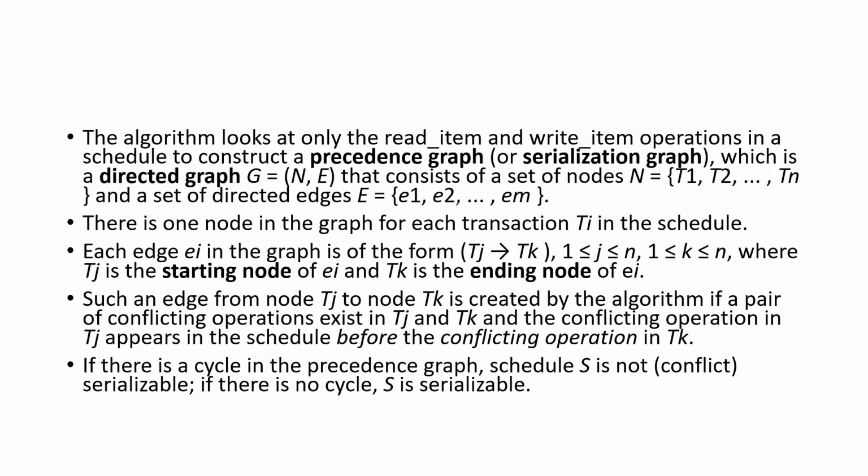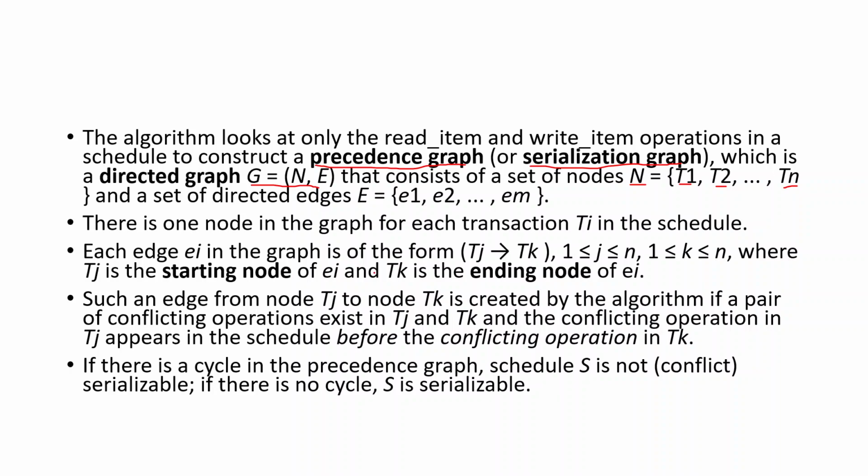what is done is first we have to build what is known as a precedence graph or a serialization graph. So it's a graph, and a graph is always represented like this, right? G = (N, E), where N is the set of nodes and E is the set of edges. The nodes in this precedence graph or serialization graph will be the transactions. Say if there are n transactions, T1, T2, etc., Tn, then those are the nodes of this precedence graph. And there will be edges between these nodes also.